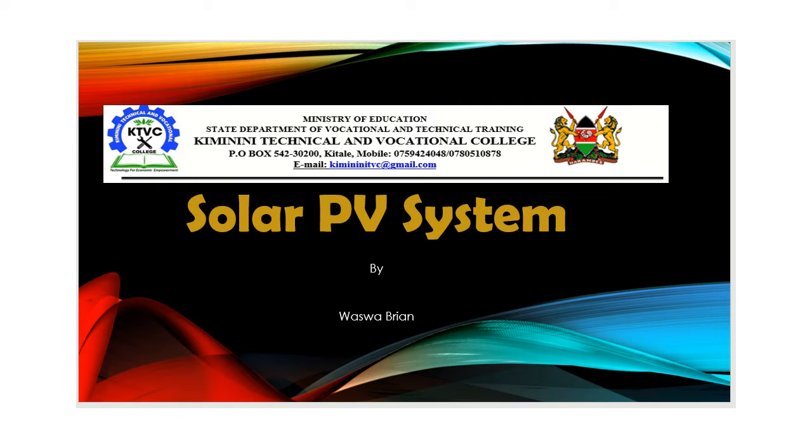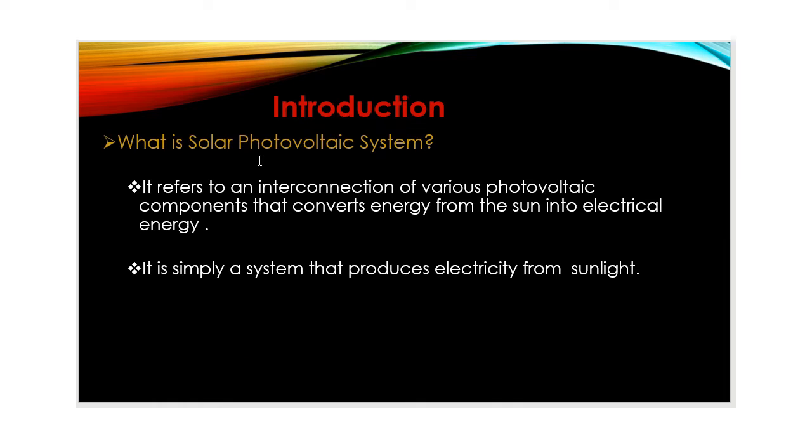We'll begin with the introduction, and in the introduction, we would like to define what a solar photovoltaic system is. It simply refers to an interconnection of various photovoltaic components which converts energy from the sun into electrical energy. In simple terms, it is a system that produces electricity from sunlight.